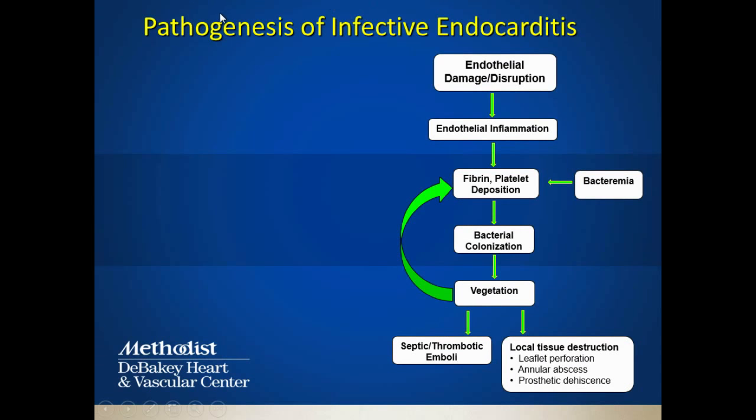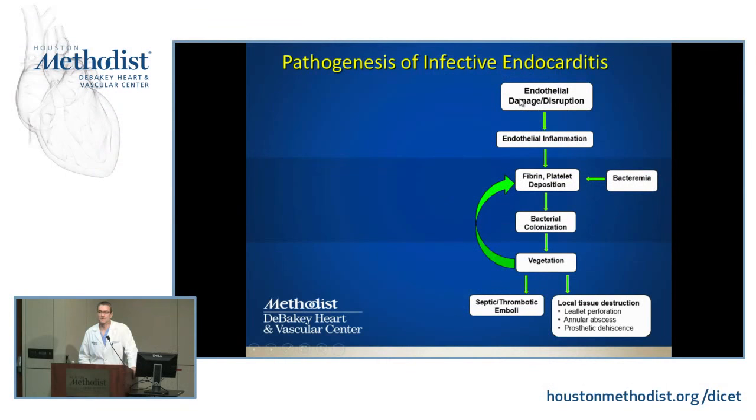Okay, and this is sort of the pathogenesis of the endocarditis. It is, as I mentioned, some sort of disruption of endothelium. You get an inflammation, you get fibrin platelet deposition, and then this is the key, that's when the bacteria get in there. Then the bacteria grows, becomes a vegetation, and then it's a combination of more fibrin, platelet deposition. As it gets bigger and bigger, eventually it can break off with a thromboembolic event, or depending on the bacterial content, you get into this local tissue destruction. And that's highly variable based on whatever the bacteria is.